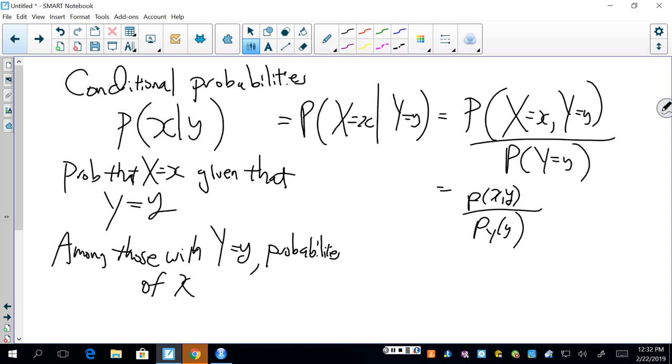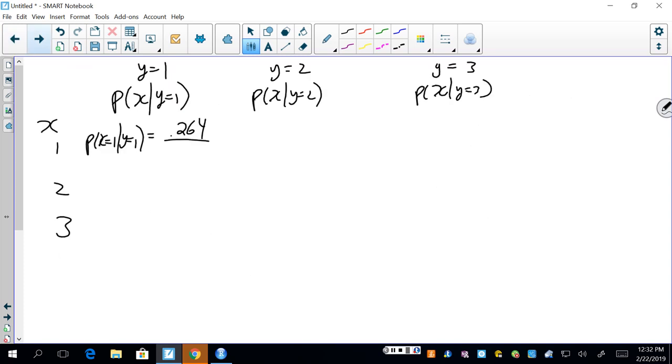Right. Thank you. So for my table, 26.4% had both y1 and x1. And then we figured out that the probability y equals 1 was 0.330. And that actually ends up being 0.8. So 80% of those that had y equal 1 said 1, which was favorable for the small cars.